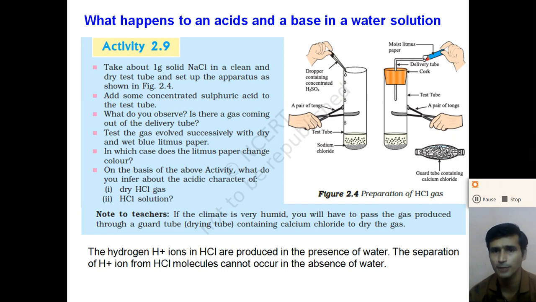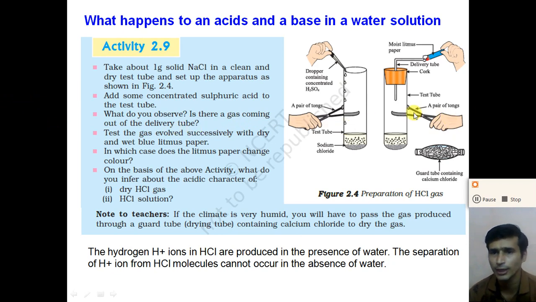With the help of a dropper, add a few drops of the concentrated sulfuric acid in the test tube. What do you observe? Is there a gas coming out of the delivery tube?